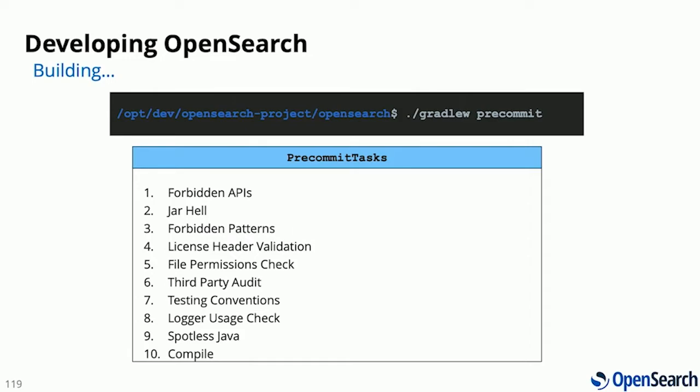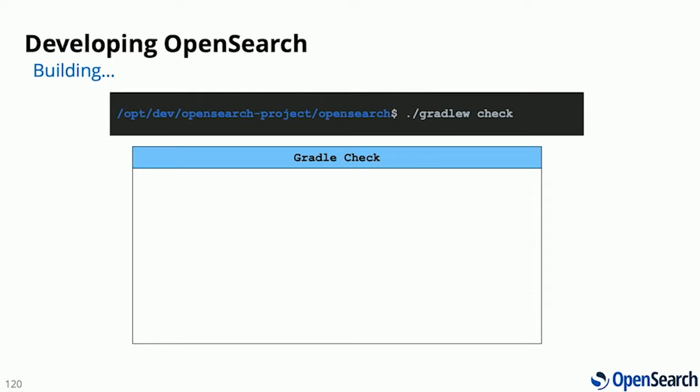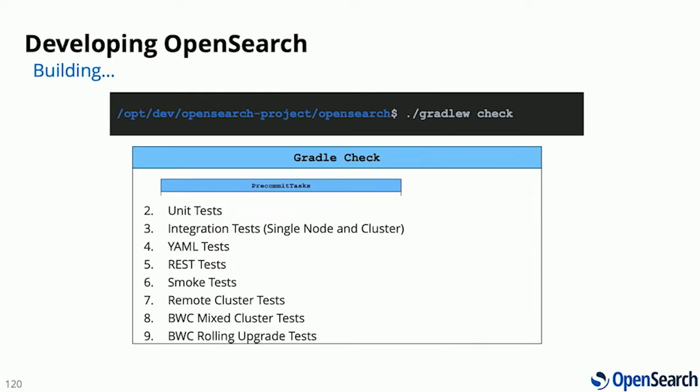The second kind is Gradle check. Gradle check is the full test suite. So it actually runs everything precommit does, but then it's also going to run our unit tests, our integration tests, our single node test case, our YAML tests, our REST tests, our smoke tests, and a suite of backwards compatibility tests to ensure that you are compatible, if anything that you're supporting is compatible with previous versions of OpenSearch.